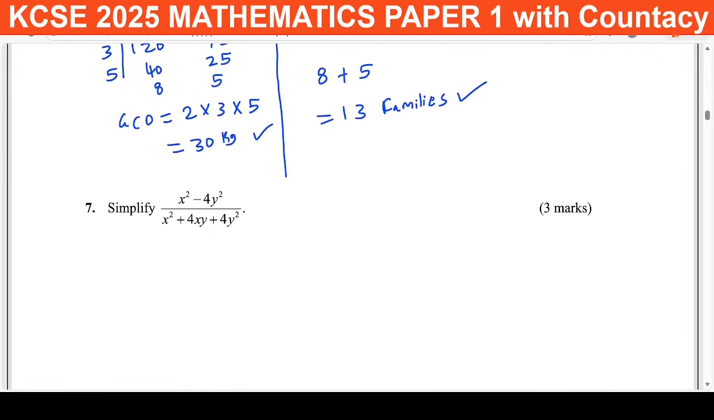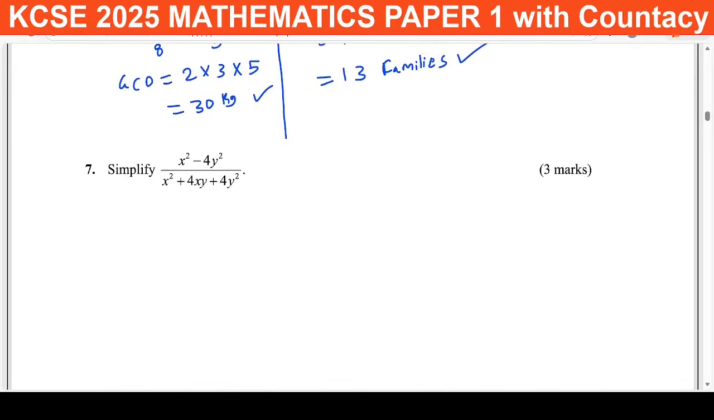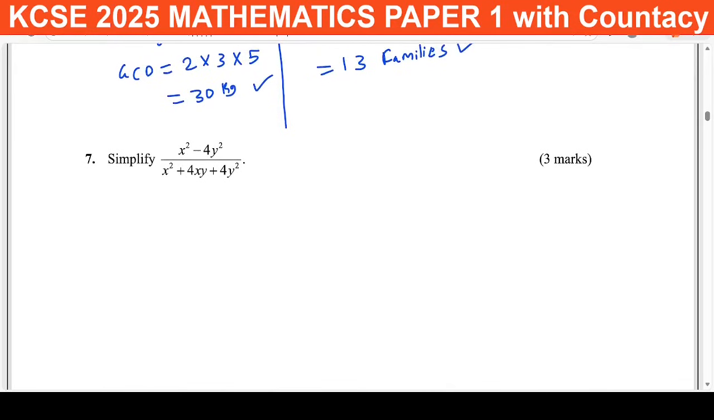So with that, let's move on to question 7. These are questions that can also land you into trouble if you don't check on them well and with a lot of carefulness, because it can be an atomic bomb to you.